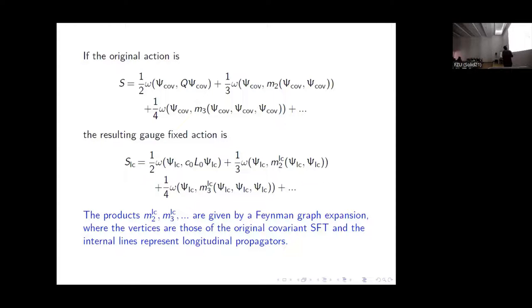Okay. So if the original covariant string field theory action is this, you have the usual BRST kinetic term and then some string products defining the higher vertices. The light cone gauge fixed action will look like this, where instead of the full covariant string field, we have our light cone string field. We don't have the BRST operator, but we have C0, L0, and then we have a bunch of string products, okay, which have been transformed by the light cone gauge condition. So these products, it turns out, are given by a Feynman graph expansion, where the vertices are those of the original theory, and the propagators, or the internal lines, represent longitudinal propagators.